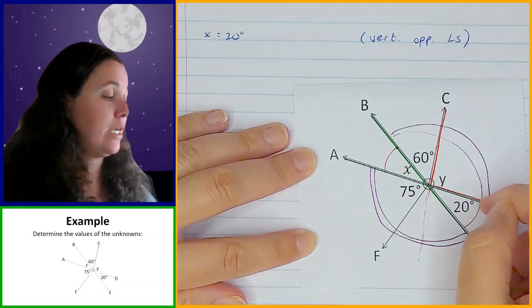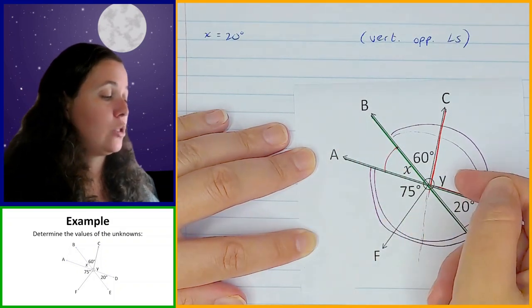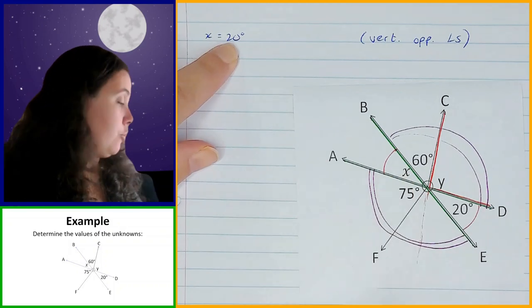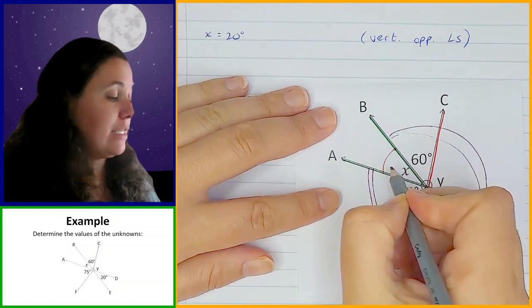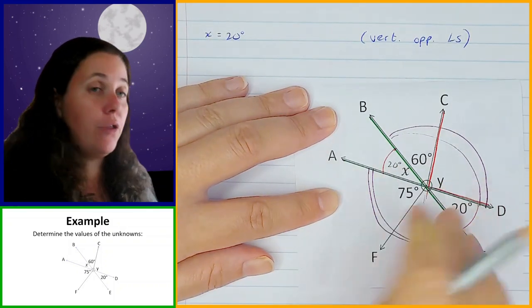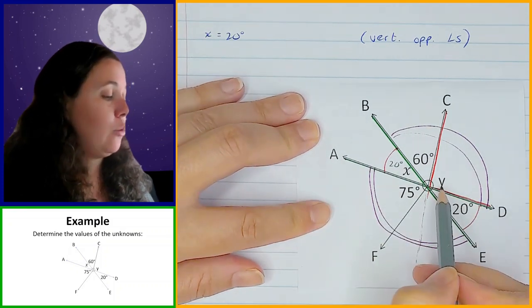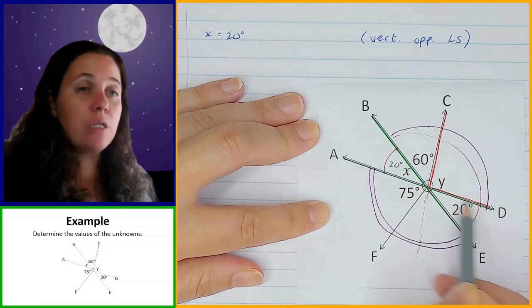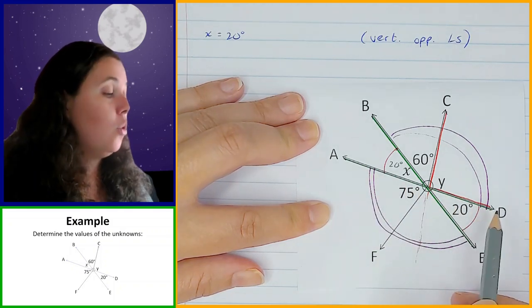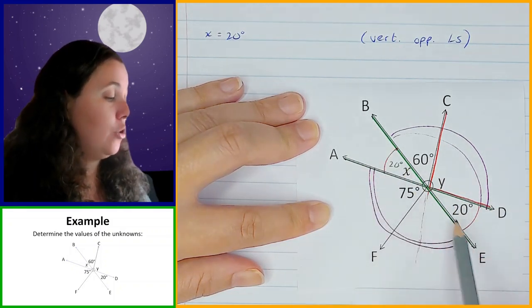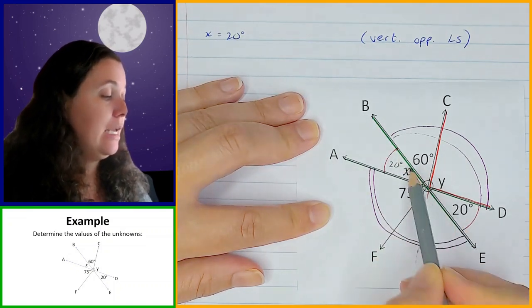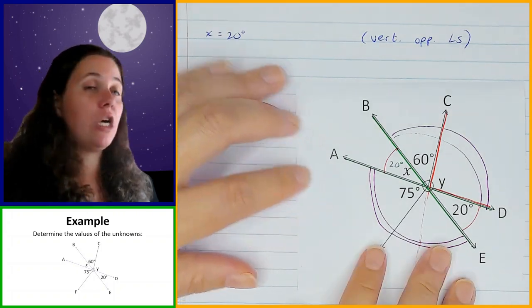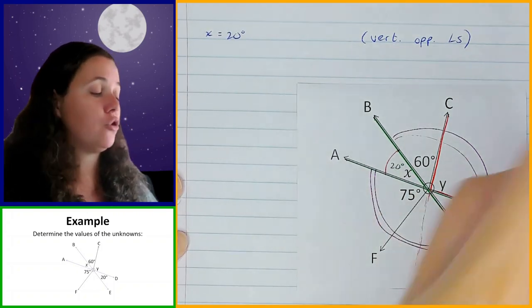I can choose this straight line over here, and I can say it's y plus 60 plus x, which we said is 20 degrees. Remember, once you've worked something out, you can write it on the diagram. So this is 20 degrees. I can say y plus 60 plus 20 on the line AOD, because the line AOD is straight. Or I can say on the line BOE, also a straight line, 60 plus y plus 20 degrees. It comes to the same thing. So I'm going to work out y by using the angles on a straight line.